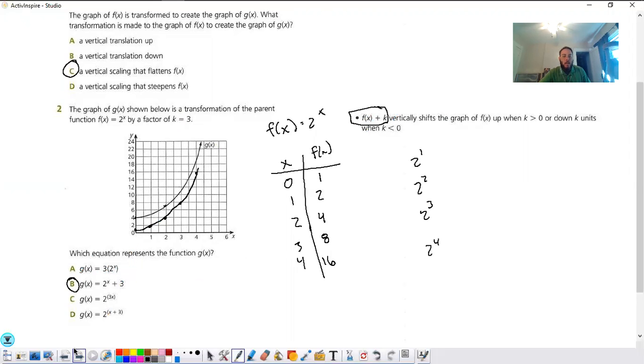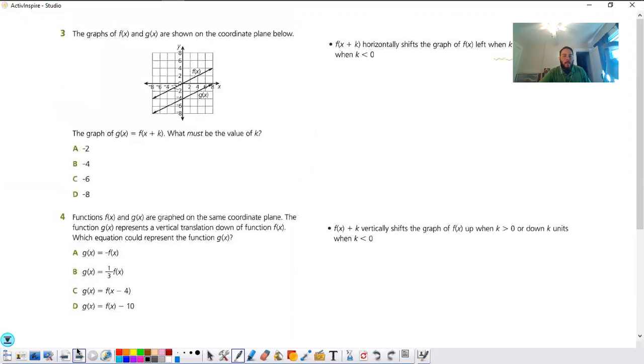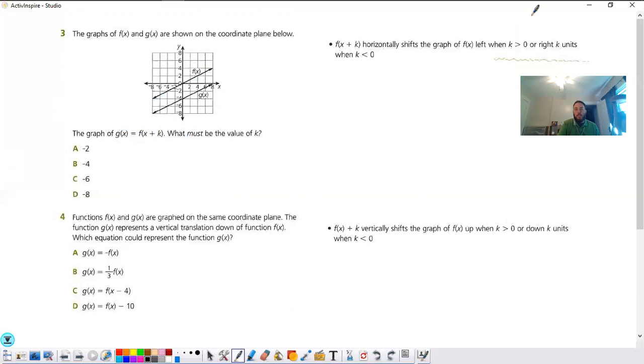All right, next one here. It says the graphs of f of x and g of x are shown on the coordinate plane below. So here we have these two, f of x and then g of x. The graph of g of x equals f of x plus k. What must be the value of k? So what we want to do is, if we take a look at the information that they gave us, they said that f of x plus k is a horizontal shift. So it shifts it to the right or to the left.